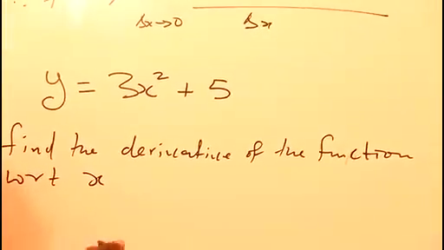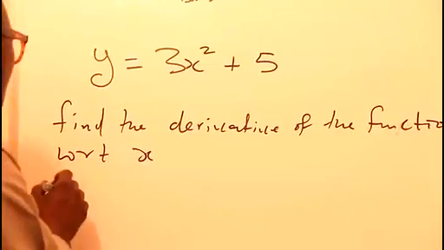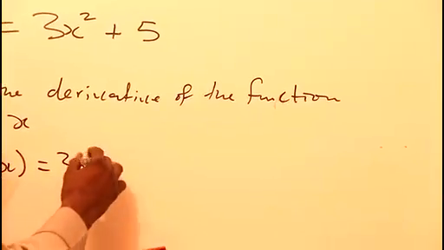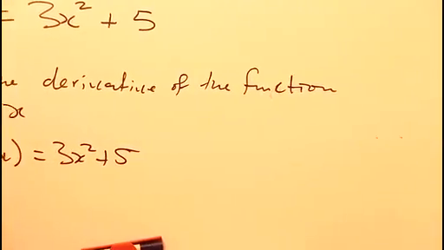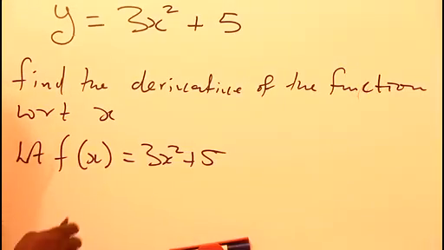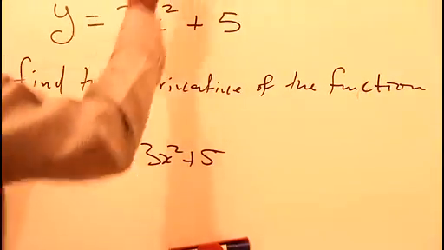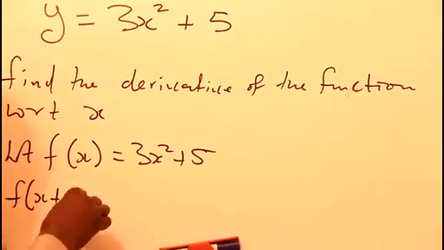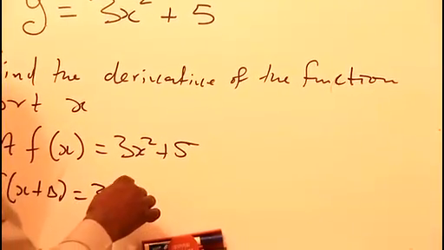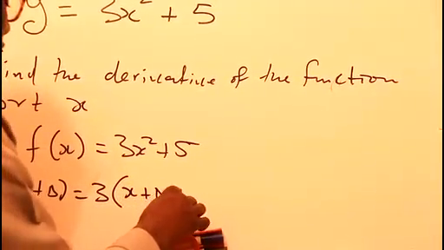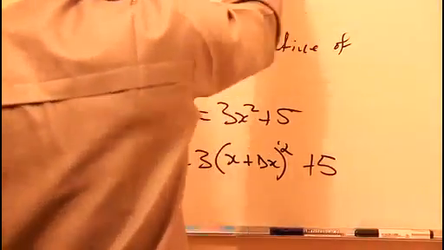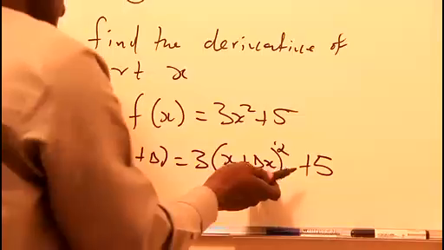It's as easy as, we now say, okay, instead of y, let f of x be equal to 3x squared plus 5. And with that, for us to be able to find f of x plus change in x, we say f of x plus change in x will be equal to 3 into x plus change in x all squared, plus 5.